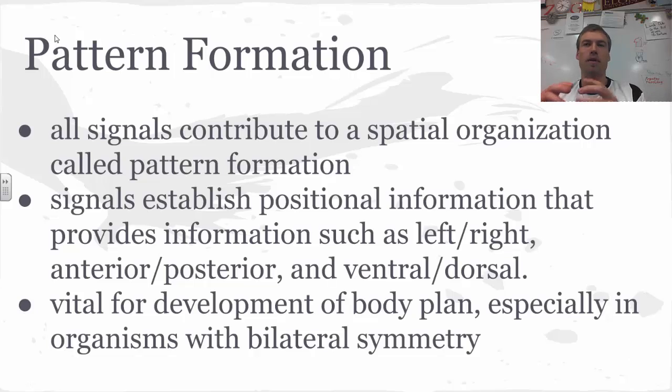And this is very important because you want specific cells to be in those specific places, right? We want our brain cells and our eye cells and our nose cells to be at the anterior end of our bodies. We want our feet at the posterior end, right? We want our spine to be on the dorsal side. We want our chest, our rib cage to be on the ventral side. So it's very important that we have this kind of spatial organization.